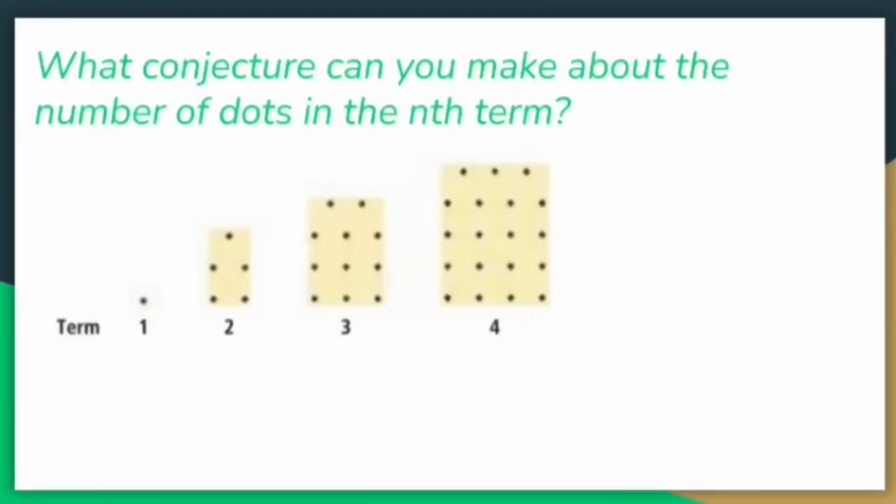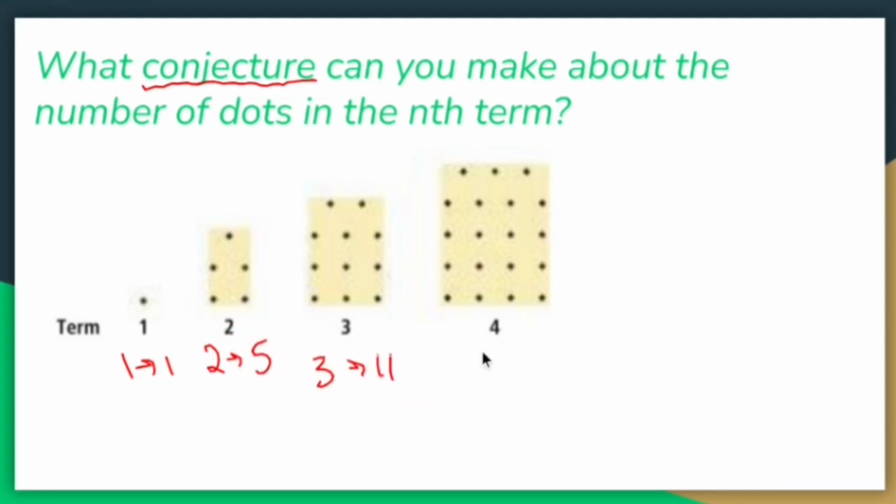Gross geometry. This video series talks about the more wordy side of geometry, and let's get started with a bunch of dots. What conjecture can you make about the number of dots in the nth term? Now, conjecture is like, what true statement or fact can you make about what's going on here? Well, one term is one dot. Great. Two terms is 5. So 1 becomes 1, 2 becomes 5, 3 becomes, what is that, 11?